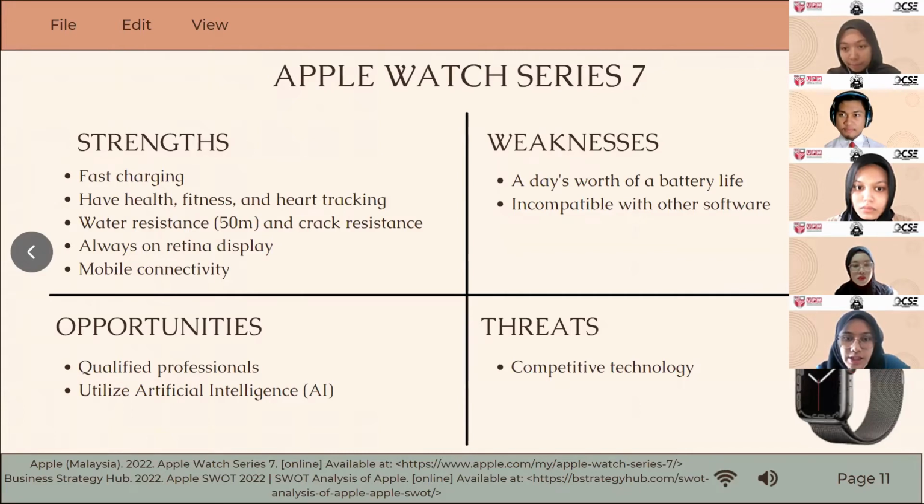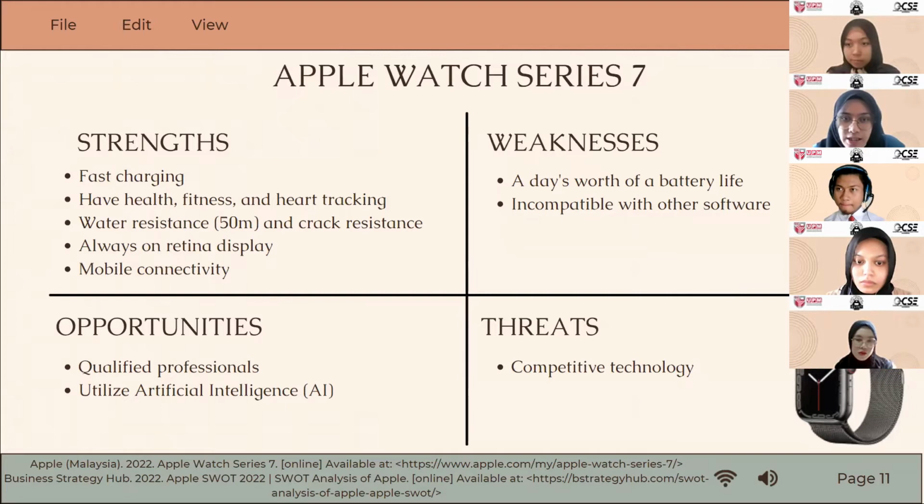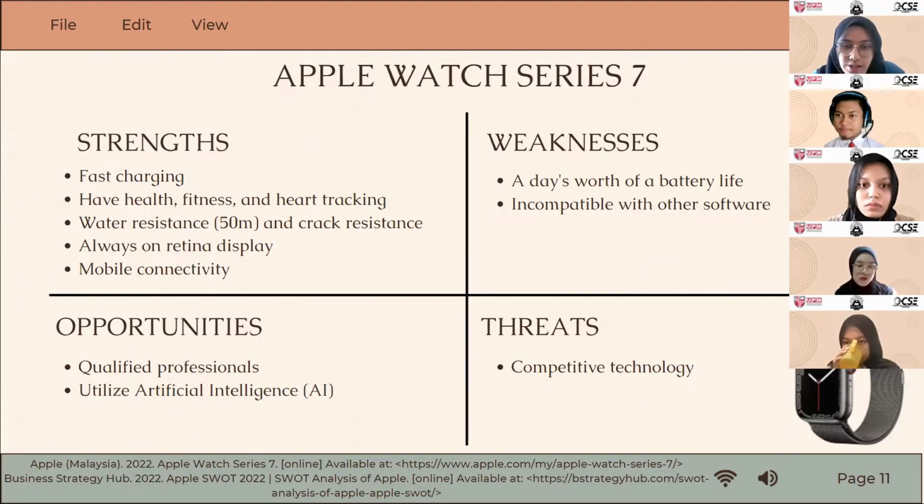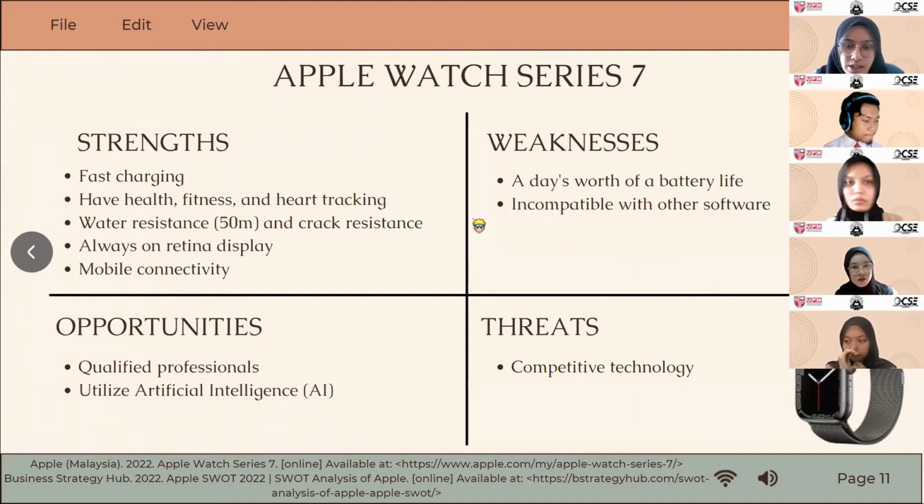Okay, so now I will explain about the SWOT analysis of Apple Watch Series 7. First, we will start with strength. It has fast charging, so it only takes 45 minutes to go from 0 to 80% charge. Next, the Apple Watch Series 7 has health, fitness, and heart tracking, so the user can measure their blood oxygen and track their workout or sleep schedule.